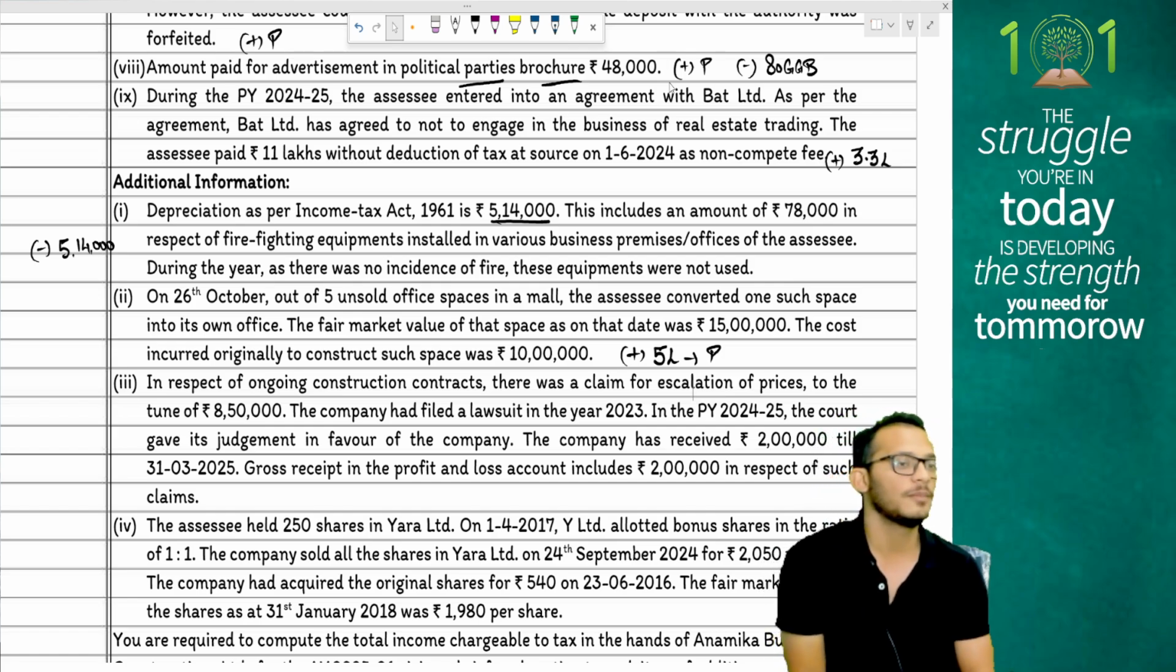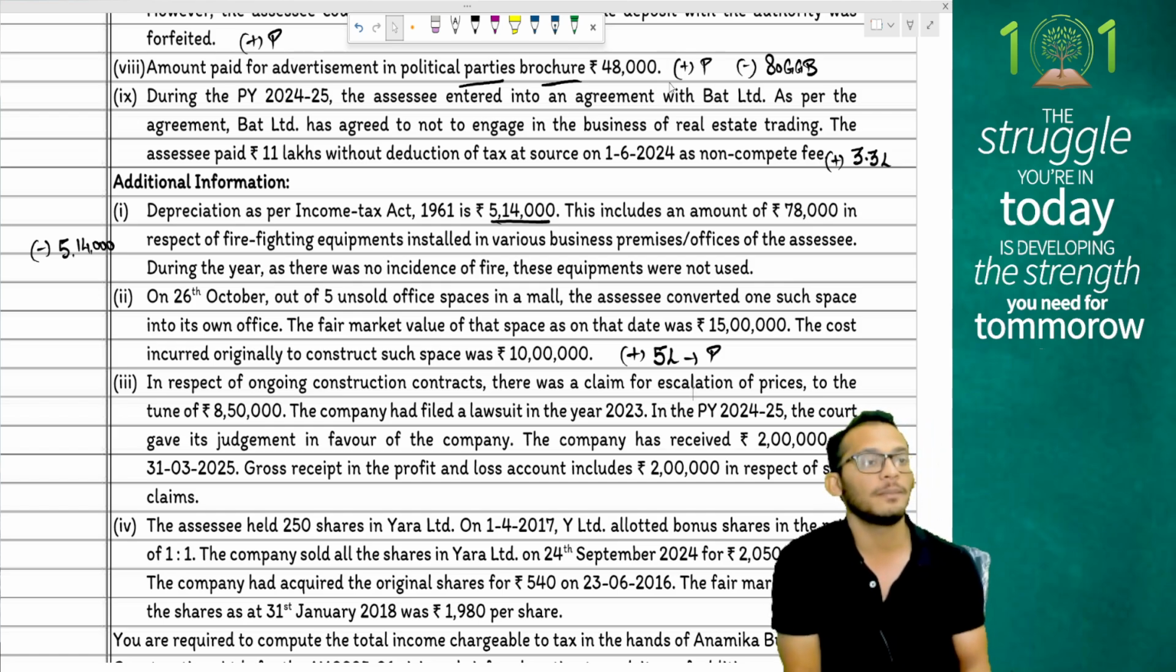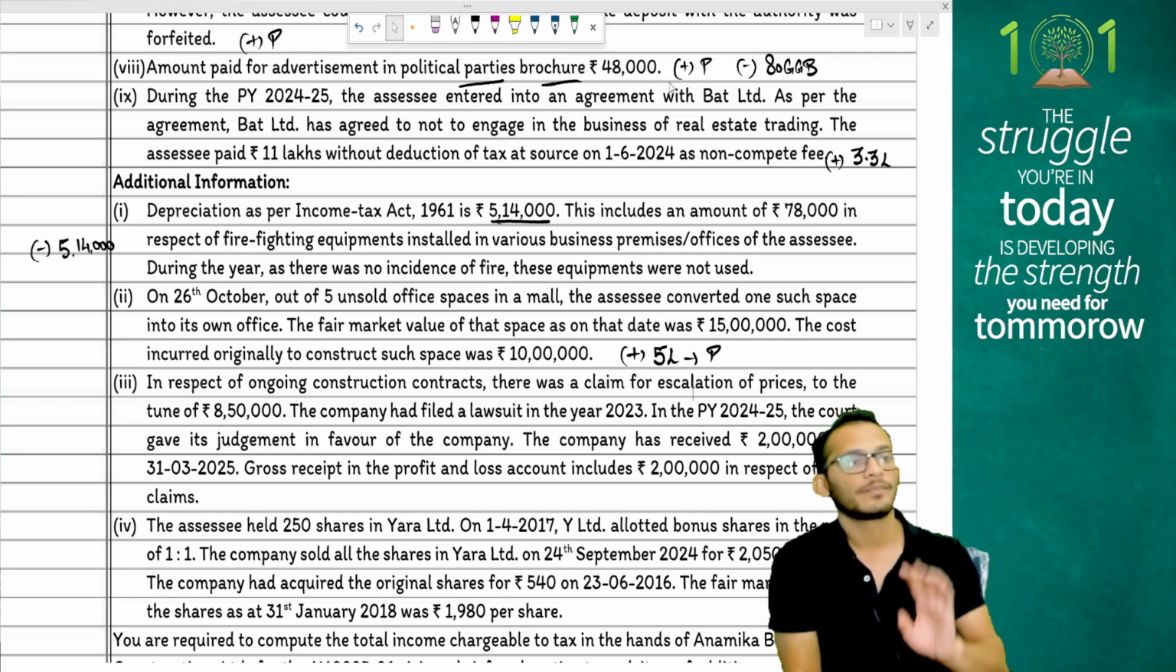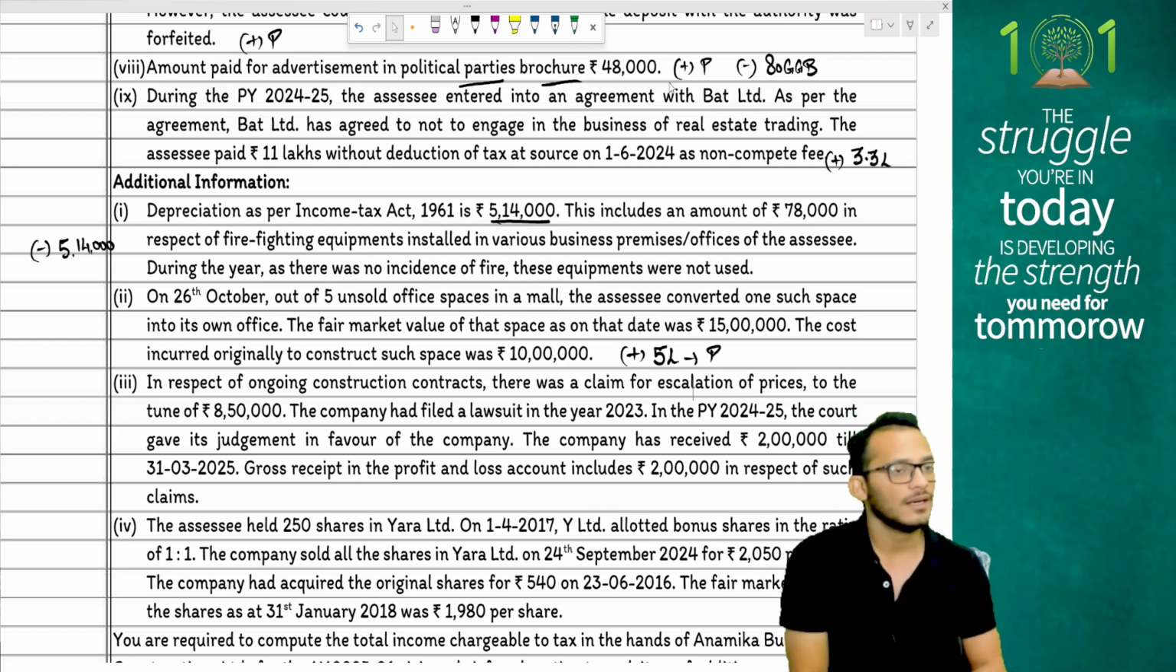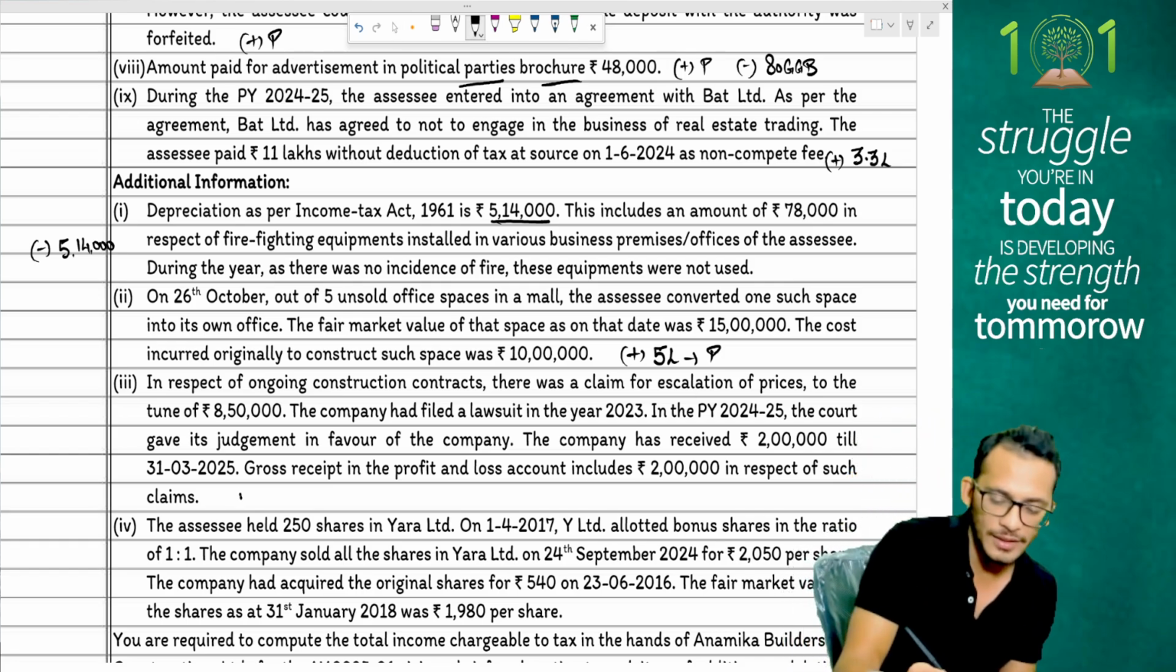When the order is certain, and escalation in prices comes and is confirmed, you will have to recognize it as revenue. Even if escalation has not been confirmed, but the money has been received, then it is taxable on receipt, which means it is technically receipt or confirmation, whichever is earlier. Since you have booked only 2 lakhs, you are taxable for the balance 6.5 lakhs.